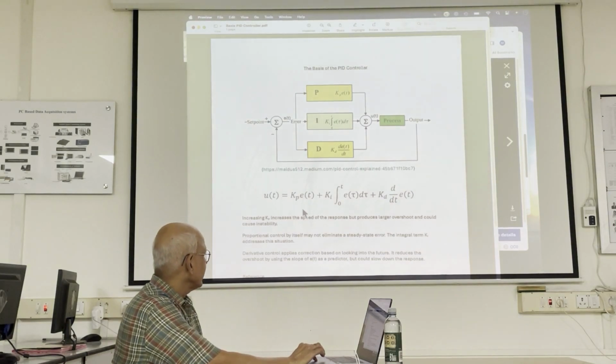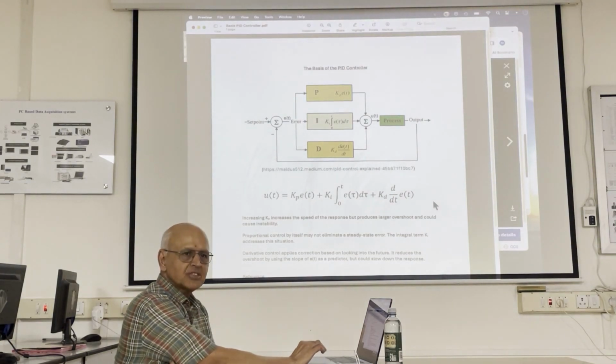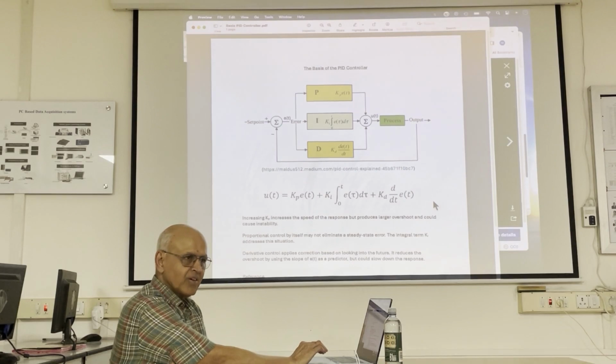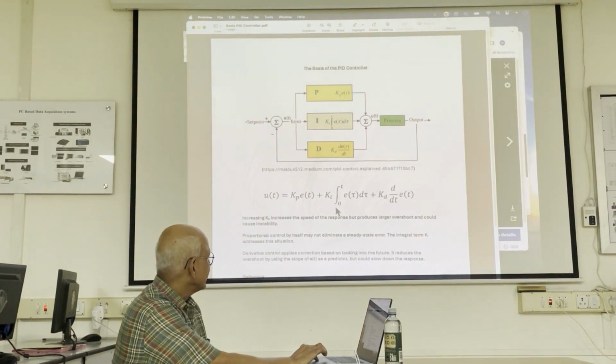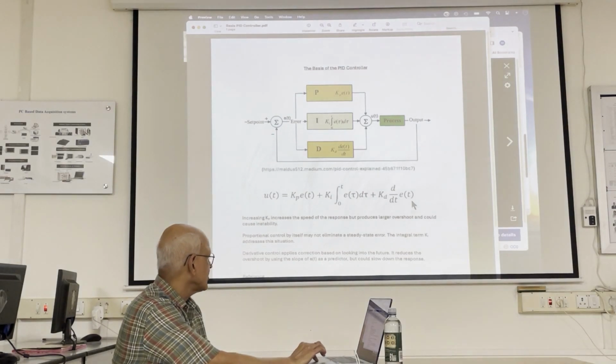But in general, this is known as PID control, proportional integral derivative control. This addresses the steady state error, this reduces the overshoot. And basically, that's what I'm saying here.